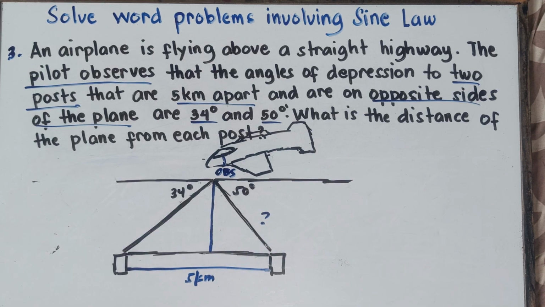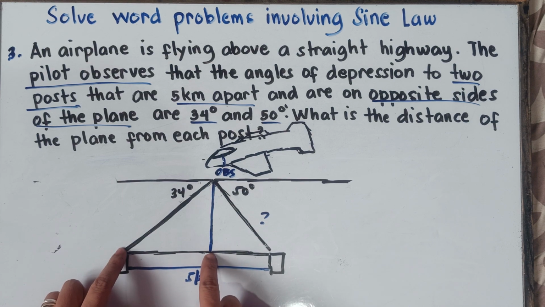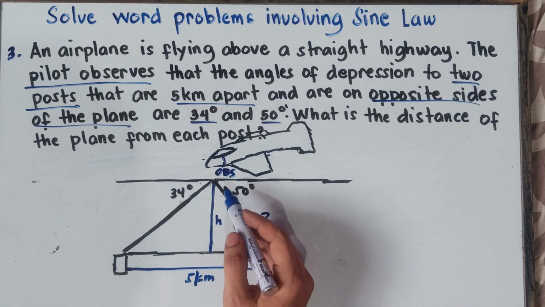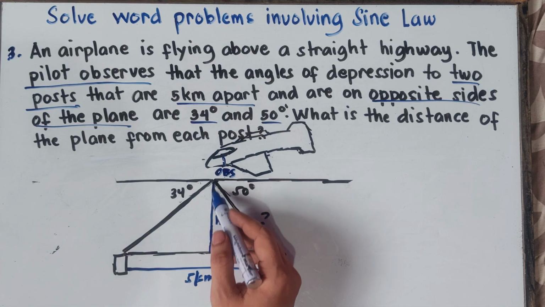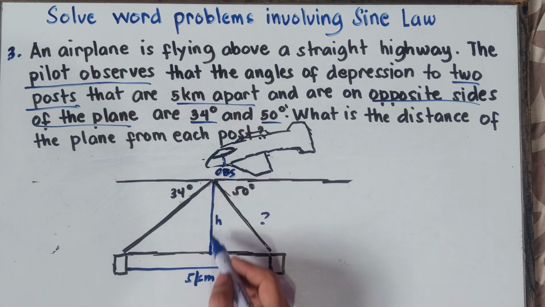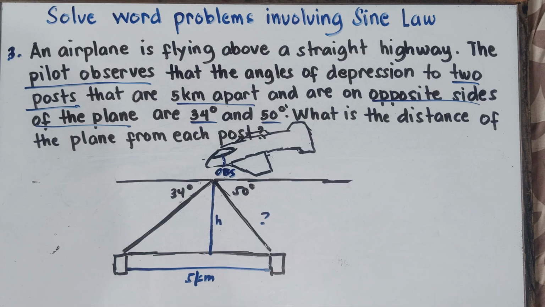Now, the problem, class, is that we don't know the distance from post A going to this vertical line, from the height. Once again, this is the height from the observer downwards to this point right here. And we don't have the height, right? We don't have the distance from post A going to the height, but we know from post A to post B, that would be 5 kilometers.